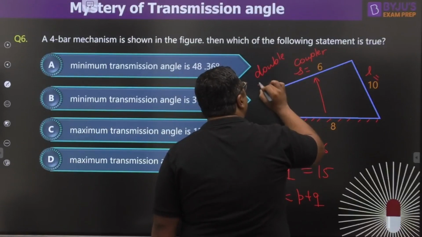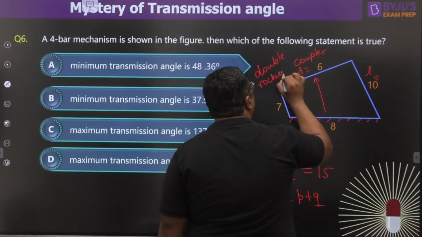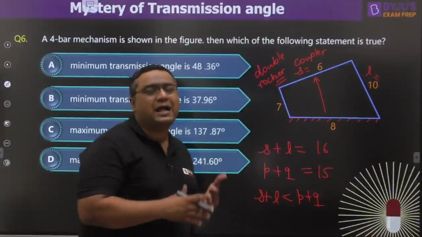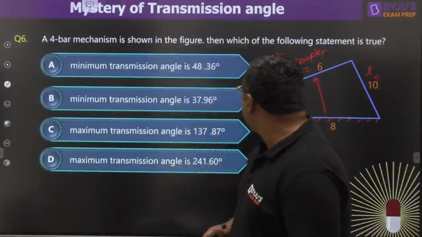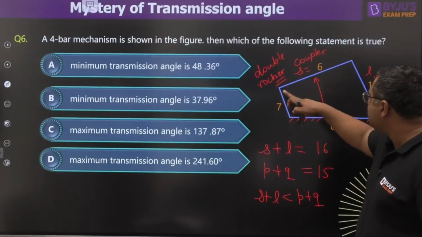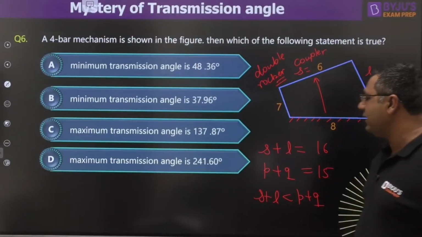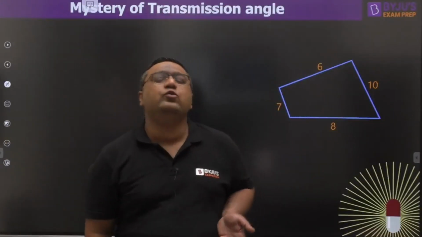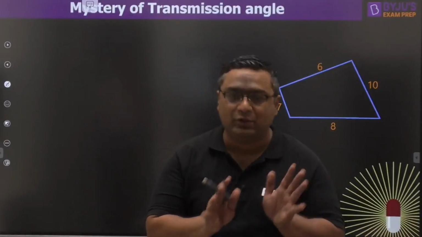So my dear, when we get a double rocker, then in that case, how do we find out mu minimum and mu maximum? You can see this is a very, very small kind of link. And my dear, this is 7, this is 6, this is 10, this is 8. So for such cases, as we come to know, we cannot find out mu minimum and maximum by putting theta as 0 and pi.